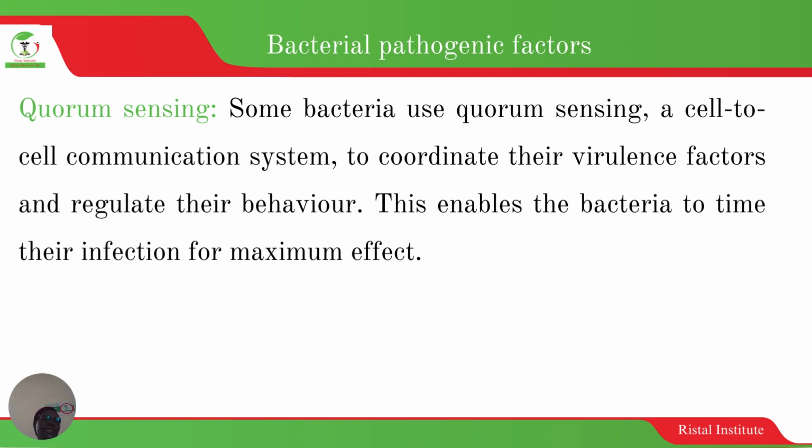Then we have quorum sensing. Here some of the bacteria use quorum sensing, which is a cell-to-cell communication system. What does it mean? It means that the cells will coordinate their virulence factors and also regulate their behavior. This gives the bacteria the ability to time their infection for maximum effect.